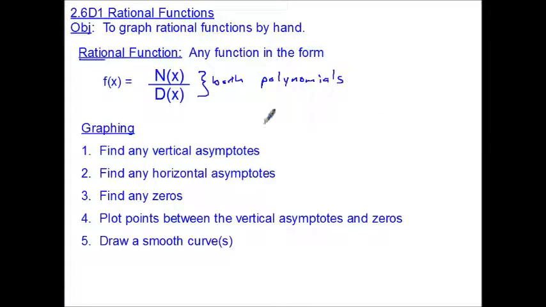That's an important consideration, otherwise we could have a function that is itself another rational function and have fractions on top of fractions, and it gets all kind of crazy. So we're going to keep it nice and have just polynomials in both of those places.